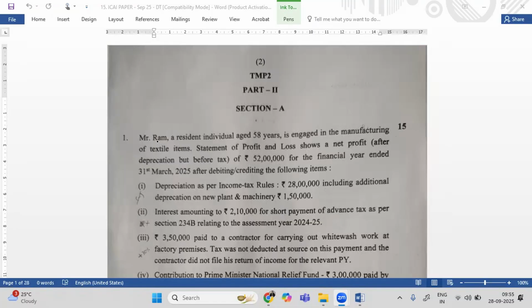So, in the next 20, 25, 30 minutes, we will evaluate the entire paper, both DT and GST, including MCQs, to see what ICAI has asked and what ICAI could ask in the next probable papers. So keep on watching.